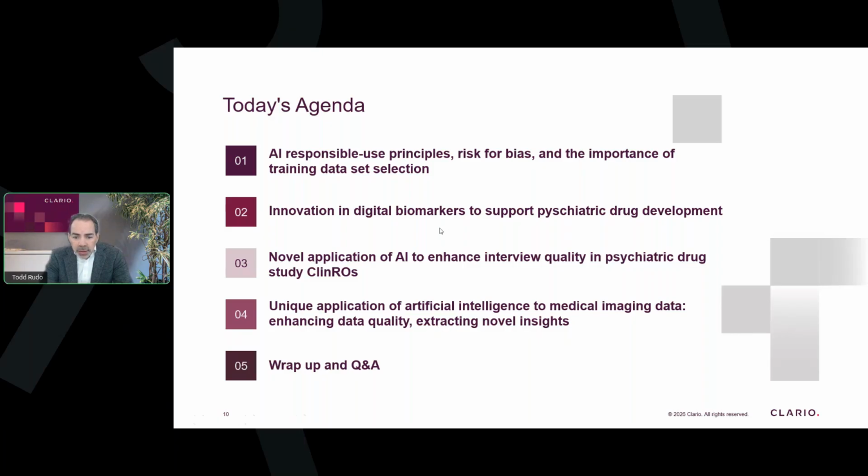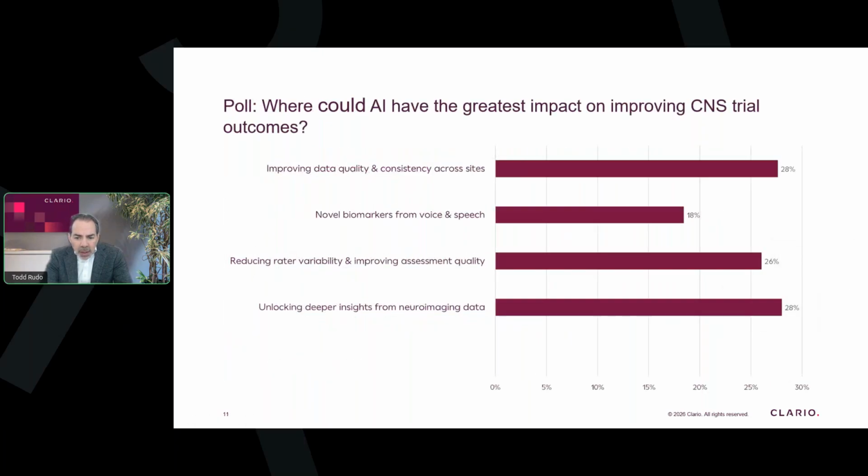So I can go ahead to the next slide. Just to get an understanding of this audience's perspective before we started, we asked you all by survey during the registration process and on LinkedIn as well, where could AI have the greatest impact on improving neuroscience trial outcomes? So here's the results of that survey, and thank you all for your responses, of course.